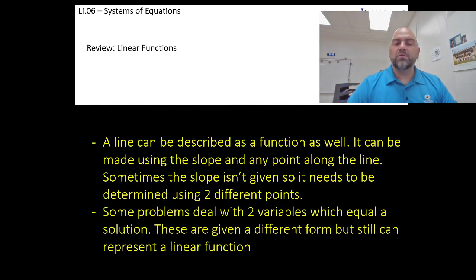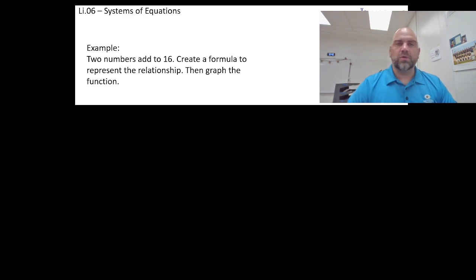Some problems deal with two variables which equal a solution. These, as I mentioned before, are a little bit different in form, but they can still represent a linear function, and we can maybe put them in what's called standard or general form as a way of describing them. All right, let's take a look at an example. We're going to try to look at a simple example to start, and then build our way from there. What are we expecting from our examples?